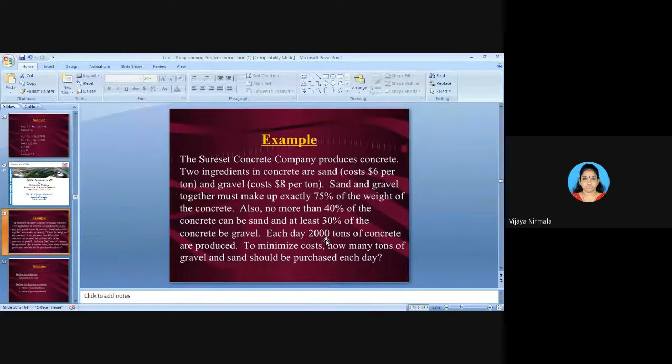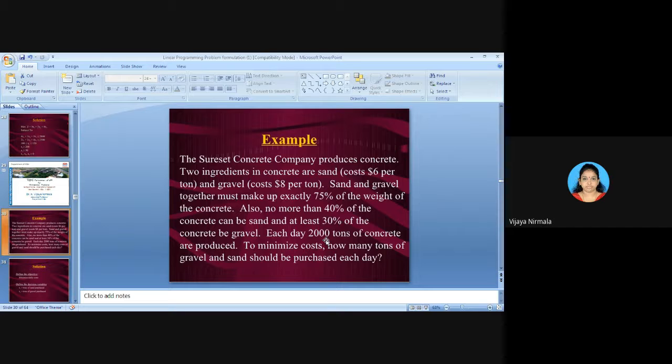So what is the main problem for Shoreset Concrete company? To minimize the cost. They are planning to reduce the cost. So how many tons of gravel and how many tons of sand should be purchased every day? That is how much we have to purchase.